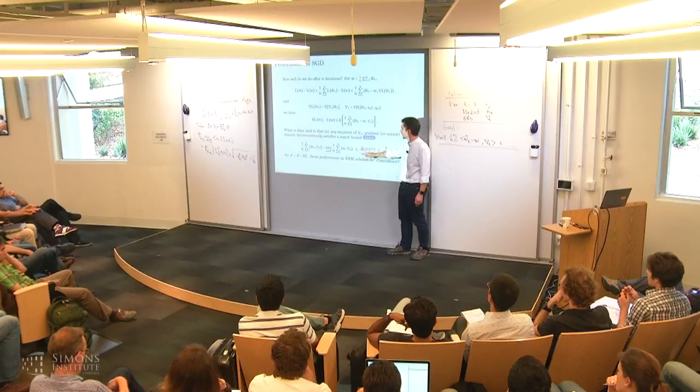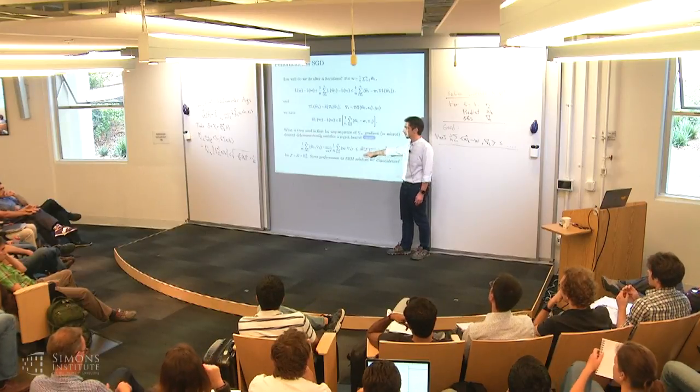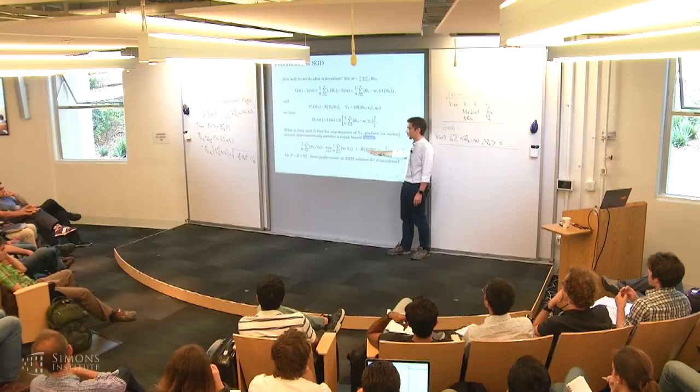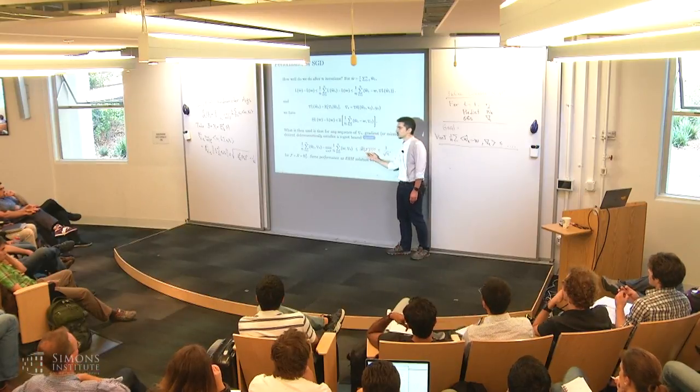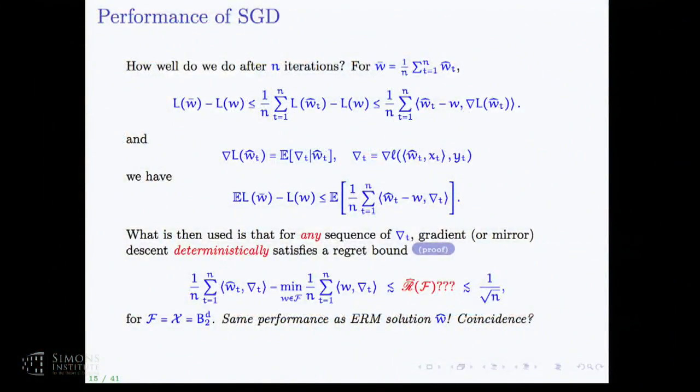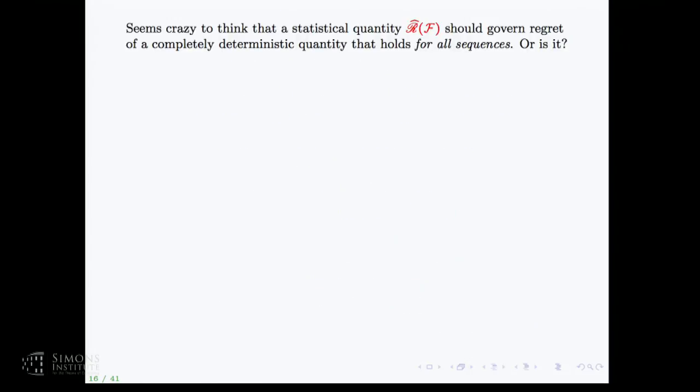This is a statement, completely deterministic, two lines to prove, right? That holds for all sequences. So why would this be the case? Okay, so as you were saying, it seems crazy to think that statistical quantities such as these empirical Rademacher complexity should govern regret of a completely deterministic quantity that holds for all sequences.